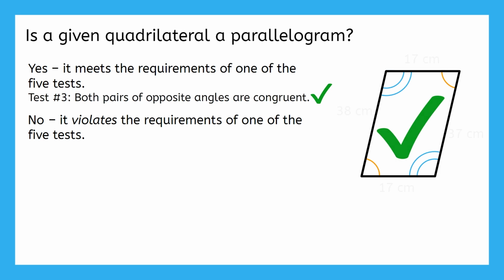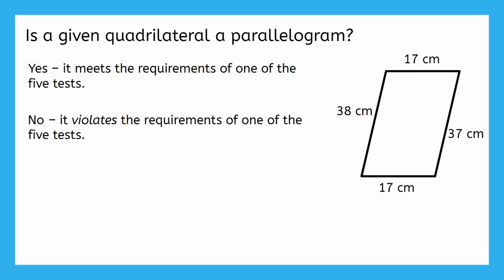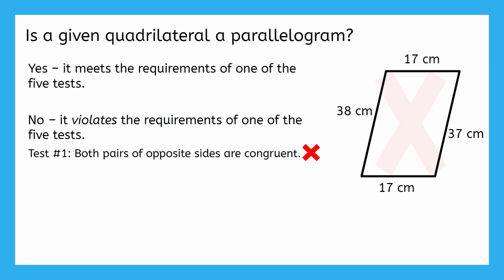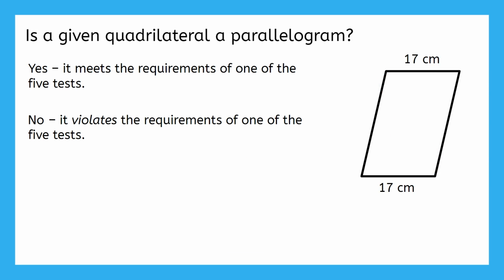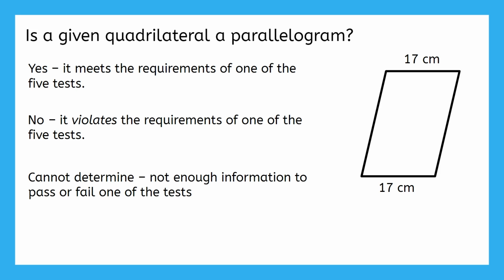What if I gave you this information instead? Is this a parallelogram? No, both pairs of opposite sides need to be congruent for it to be a parallelogram, and the left and right sides have different lengths. Since it fails test number 1, it is not a parallelogram. All right, one more. How about this information? Is this a parallelogram? Okay, that was tricky. The answer is actually maybe? We can't tell because we don't have enough information here to pass or fail one of the parallelogram tests. So we just don't want to jump to any conclusions here.